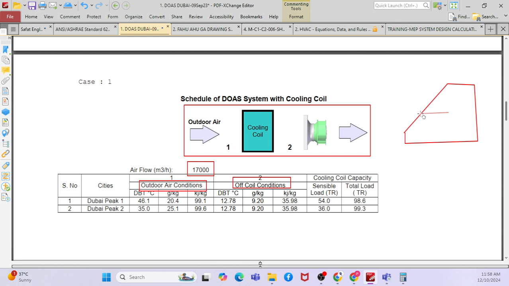In the space, assume that it is a data center or wherever you have server rooms, there you have only sensible load. That means there is no latent load. So your cooling will go directly straight on the psychrometric chart. It will go and intersect here. So that will be the supply temperature.